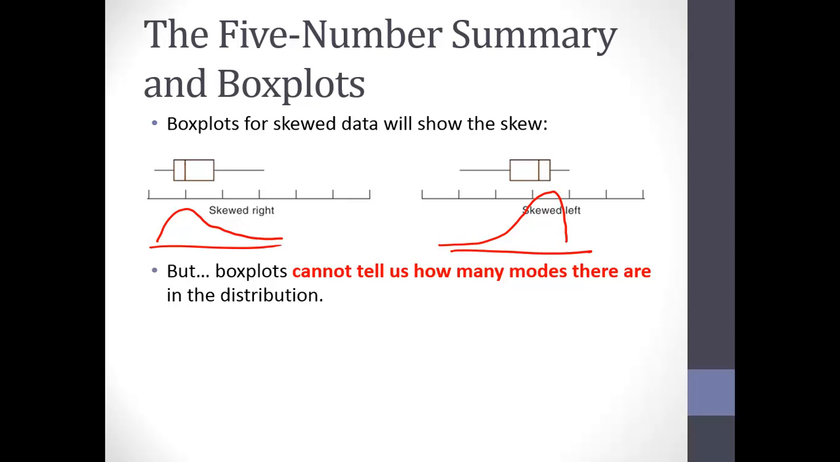But just note that if we do have a bimodal distribution or something like that, like we did with the ideal heights, the box plot will not tell us that there are any modes. So again, this is not a complete way of looking at the data, but it's just another way to visualize things.